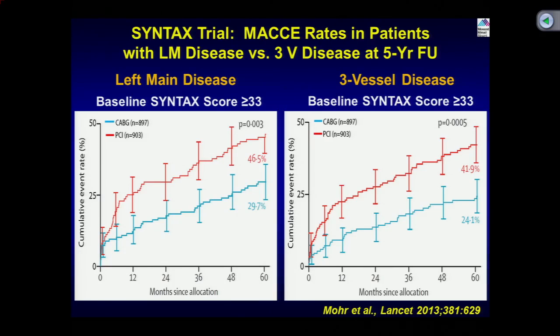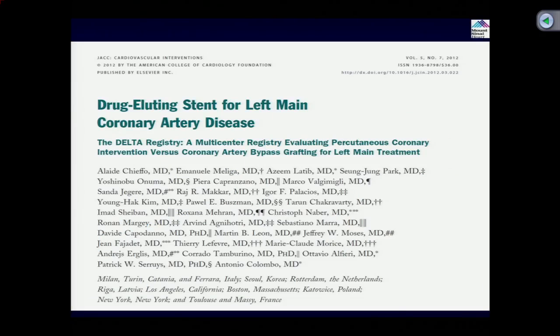Clearly, CABG was superior compared to PCI, which is the red bar, CABG being the blue bar. So clearly there is a gradient of MACE in patients with left main and 3-vessel disease, which is more in the multivessel disease rather than in the left main disease.